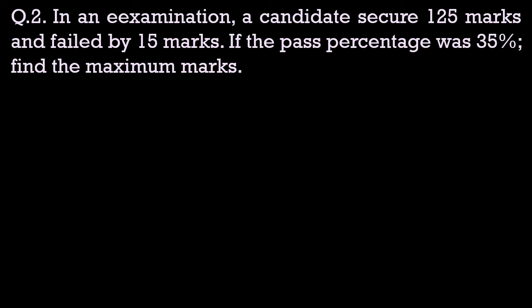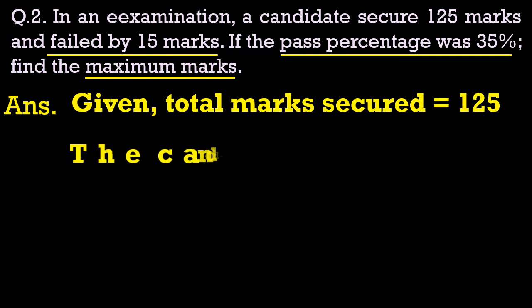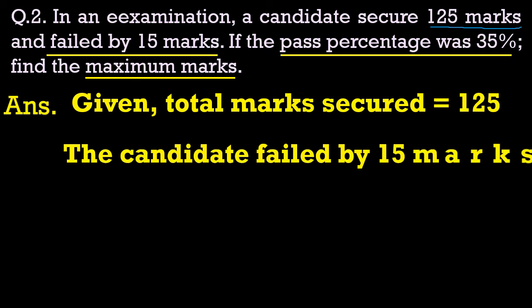Now, here also we have to find out what the maximum mark is, and what is given: 125 marks that the candidate has received, and failed by 15 marks. Pass percentage is 35%. So given, total marks secured is 125 marks. So the candidate failed by 15 marks.